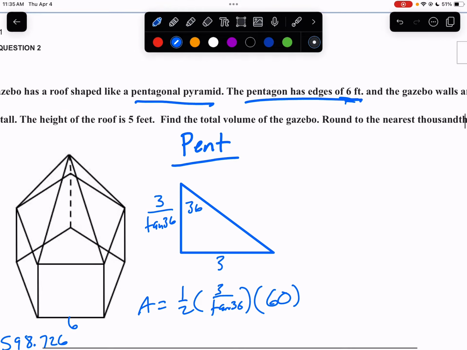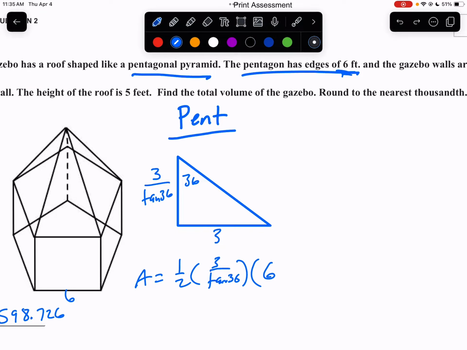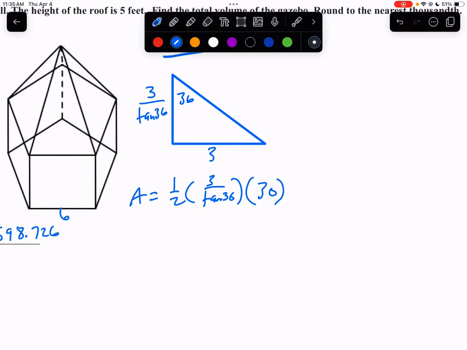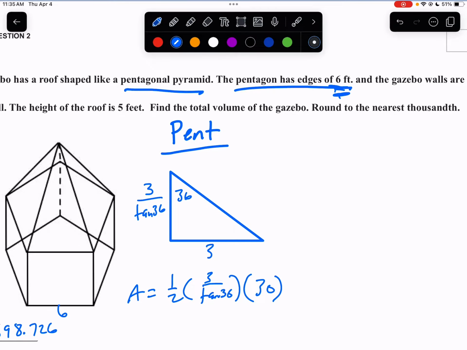Wait. No. Not 6 times 10. 3 times 10. There'd be 10 of those. 30. 6 times 5. 30. However you get it, the perimeter is going to be 30, I promise. So you can either do 3 times 10, there would be 10 of these, or you can do 6 times 5, there would be 5 sides, but that'd be 30.